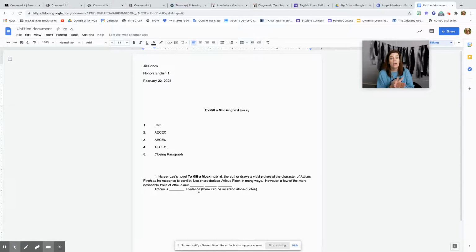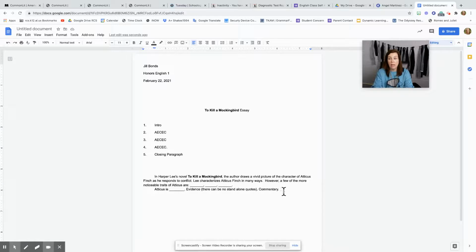After your evidence, you're going to go to your commentary. Now, some of you are saying, well, where's the context? Well, remember back a few weeks ago, we started moving the context into introducing the evidence, the text evidence. So your context is now going to be moved to right here, but in the same sentence. After the commentary, you're going to include yet another example of evidence that Atticus is whatever you say he is.